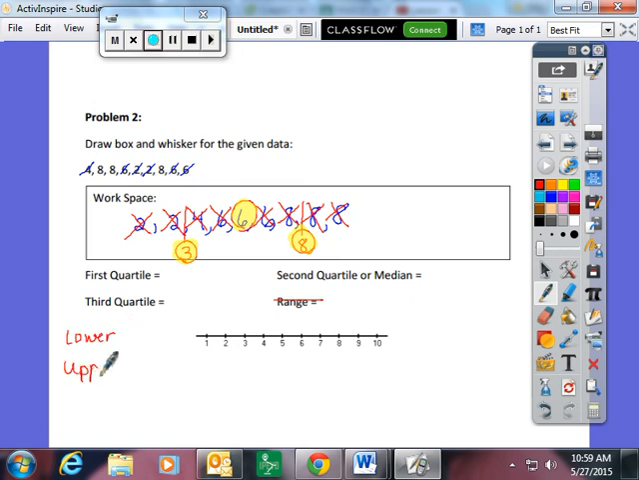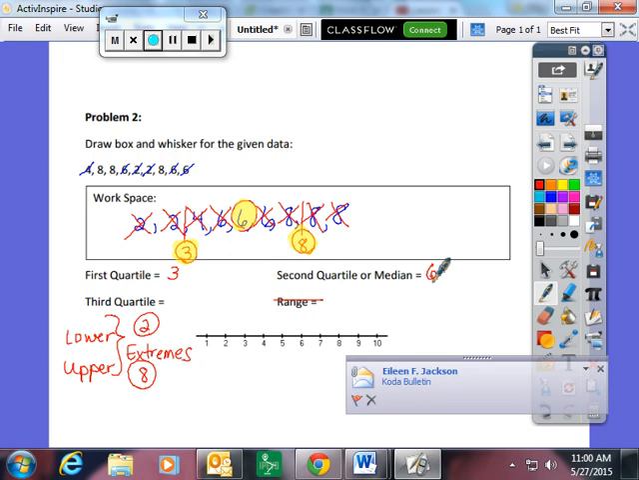I always like to start with lower and upper extremes because those are easy. And it's good to tackle something easy first. The lower extreme is 2. The upper extreme, in this case, is 8. My first quartile is 3. That's the first median if you order your data least to greatest. Your second quartile, or your actual median of the data, is 6. Your third quartile is 8.